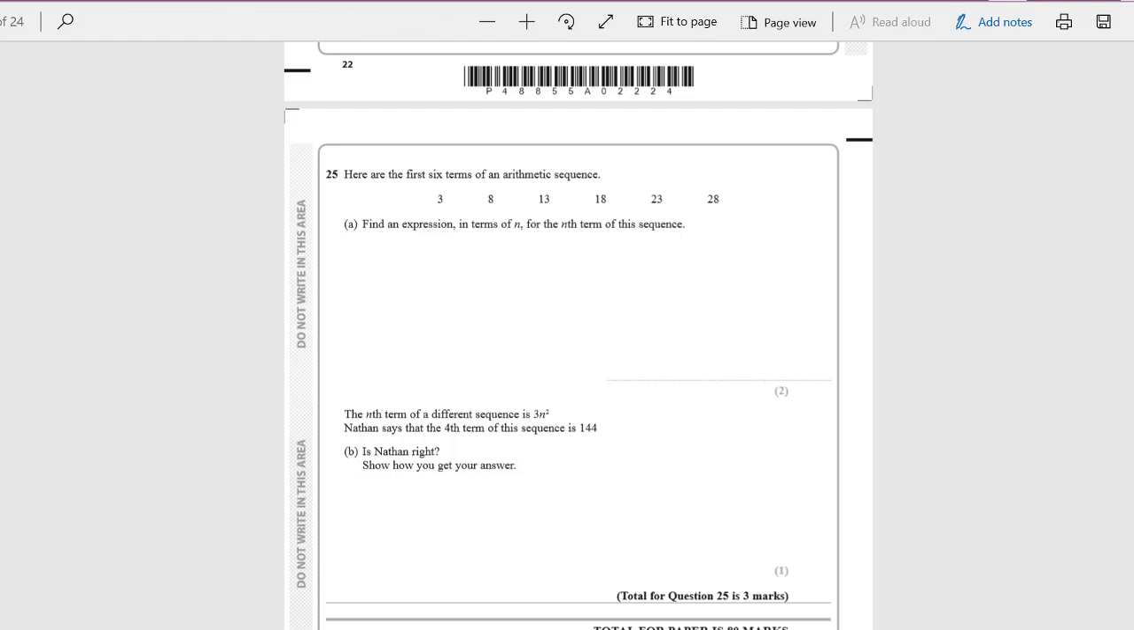And the final question, 25. Here are the first 6 terms of an arithmetic sequence: 3, 8, 13, 18, 23, and 28. Find an expression in terms of n for the nth term of the sequence. The best thing to do is to take the differences: 5, 5, 5, and they're all going to be 5 because it's arithmetic. So it's going to be 5n.